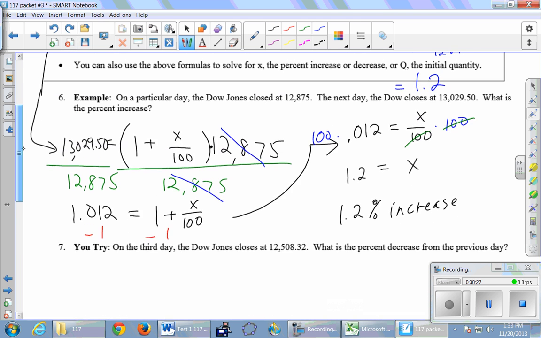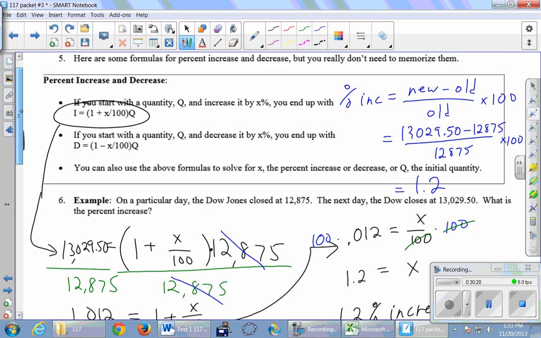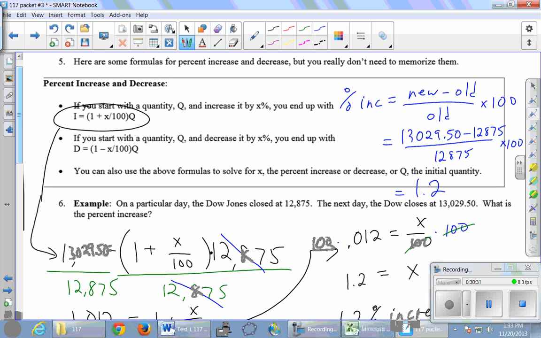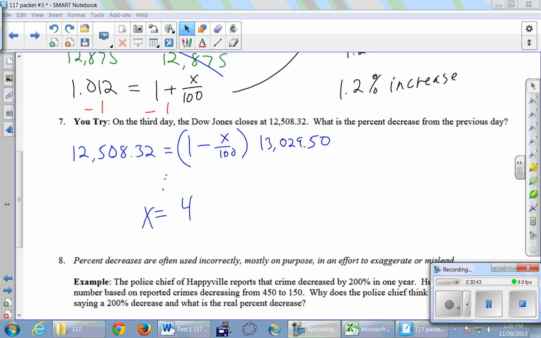Okay, so can you guys try that one? I don't encourage you to use this percent increase formula. I would encourage you to use this decrease formula. Either of these is fine. Use the decrease one for this and see what you get. Okay, so it looks like groups have come around to the answer of 4%.